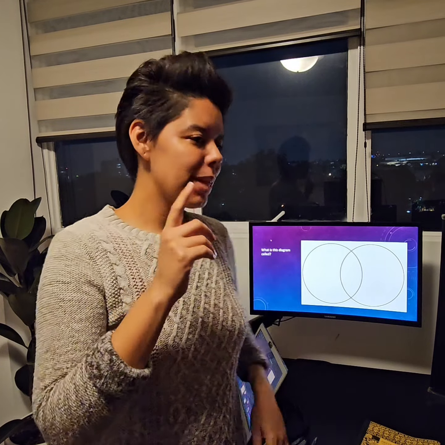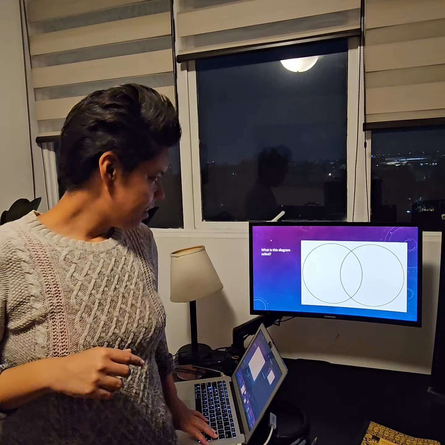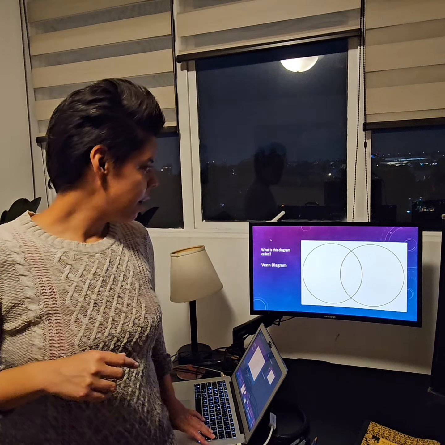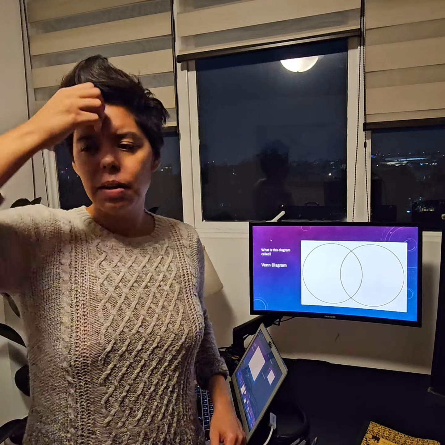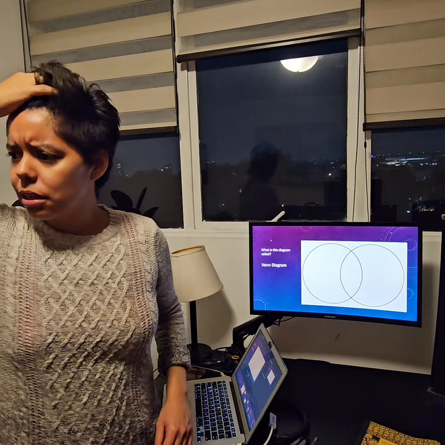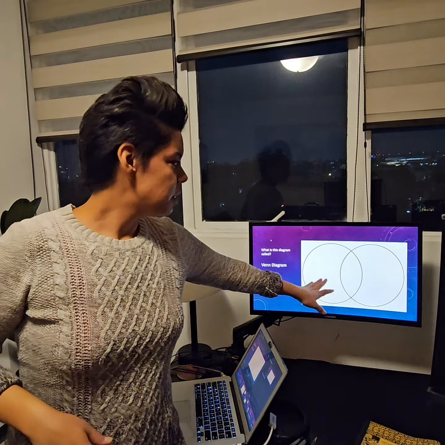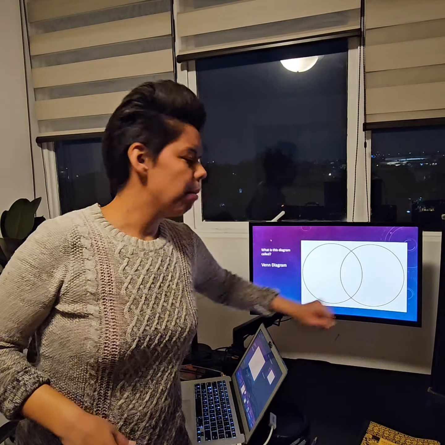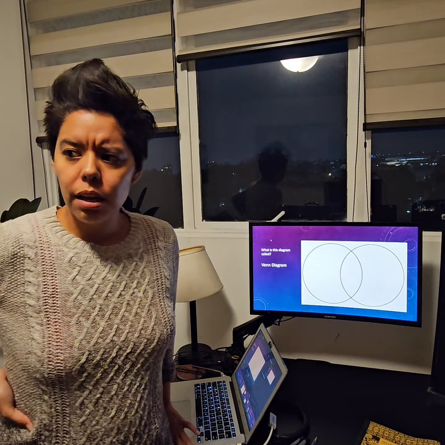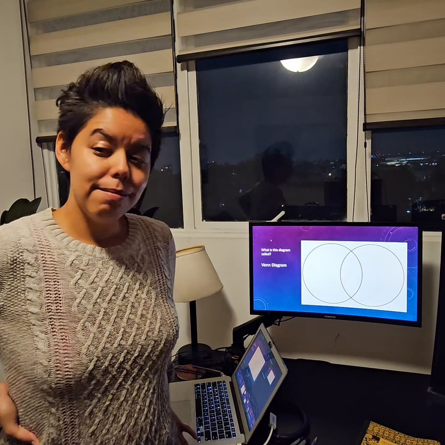Boards up. Okay. All right. Looks like most of you got it. Yeah, we have the Venn diagram. Now, where are the similarities? Where are the differences? Where do you think the differences are going to be? On the sides or in the middle? What do you say? What do you think?